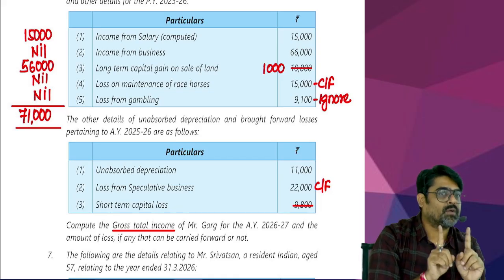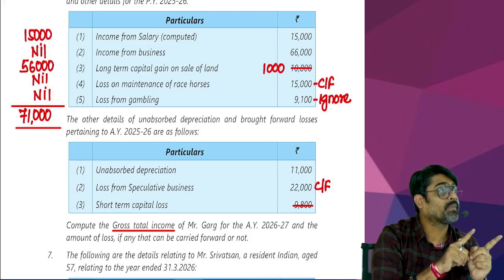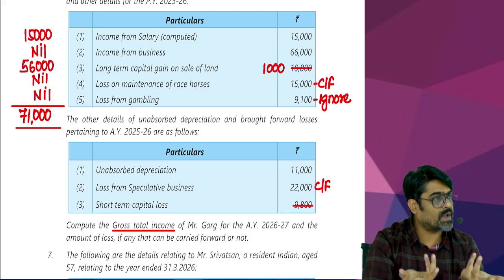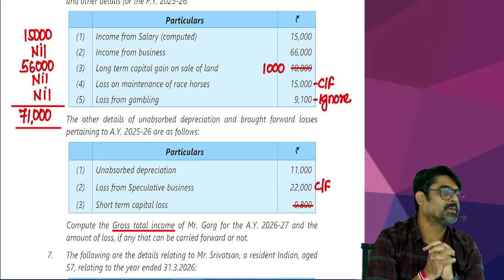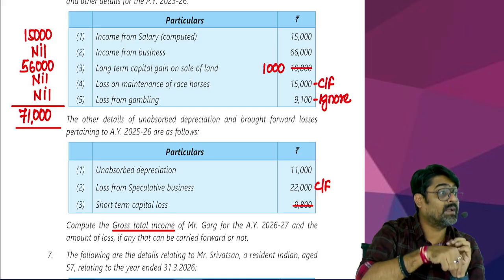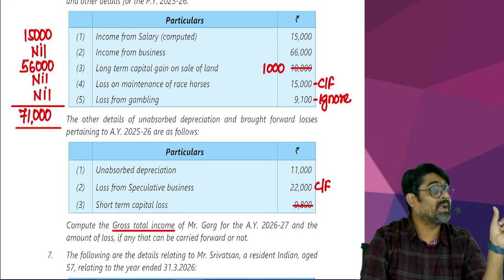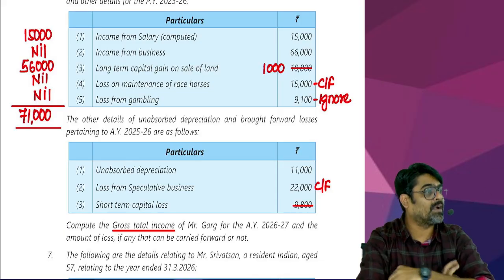If you would have set off your entire 11,000 against business income, then also your answer would have been same only. Getting my point? 71,000. But now in your 71,000, 1,000 long-term gain is there on which you have to pay a flat rate of tax.